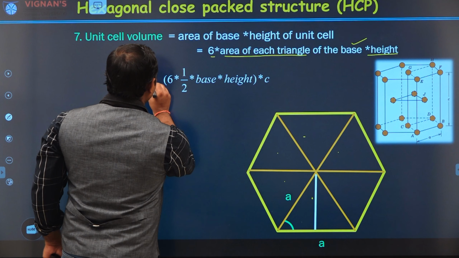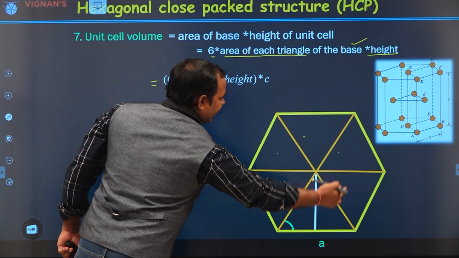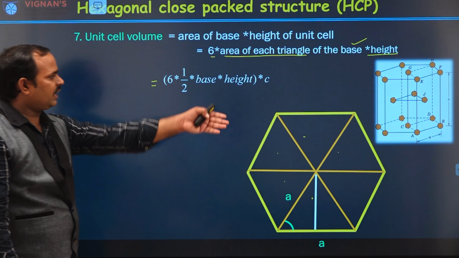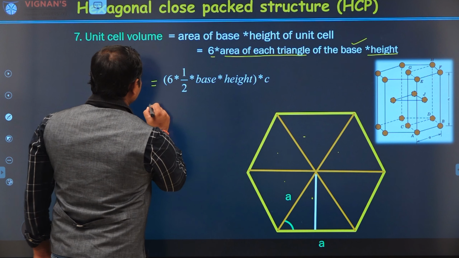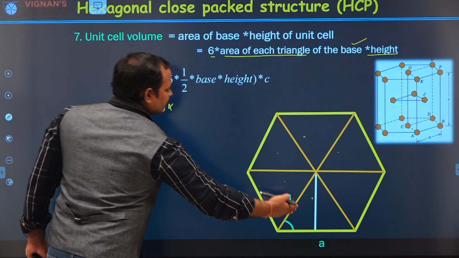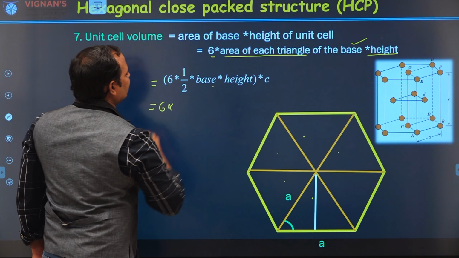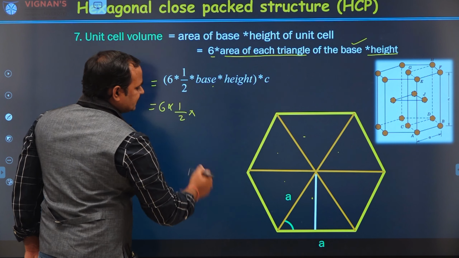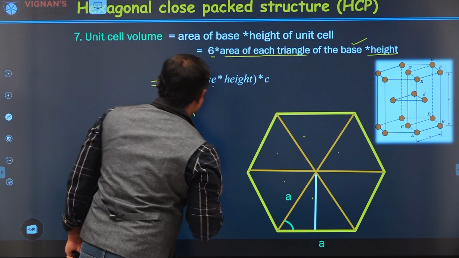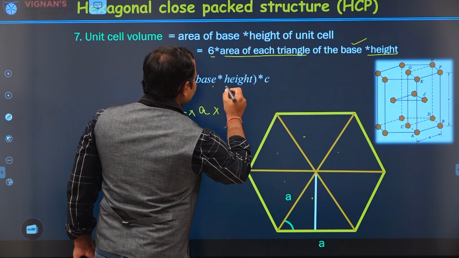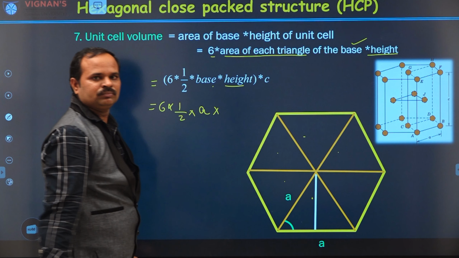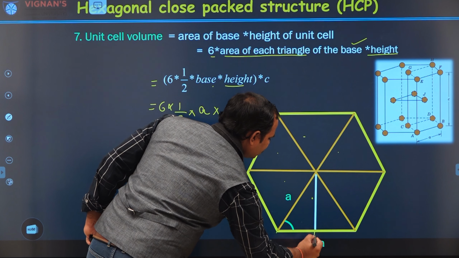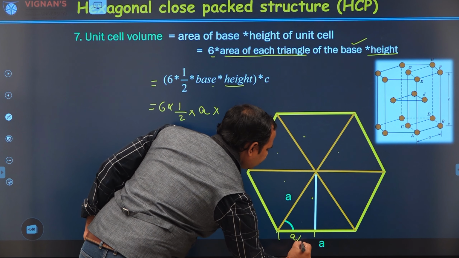So we can write totally 6 times the area of the triangles with the base of the height of the unit cell. So here 6 into the area of the triangle is half into base into height. This is the height of the triangle. So half into base of the triangle is A. That means the length of this triangle, that is A. To find the height of this triangle, we know the length from here to here is A. That means from here to here, this will be A by 2.